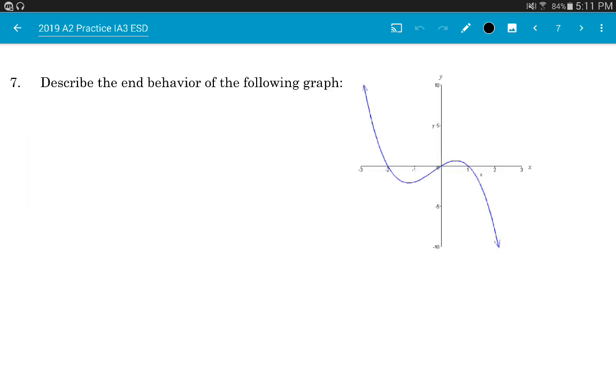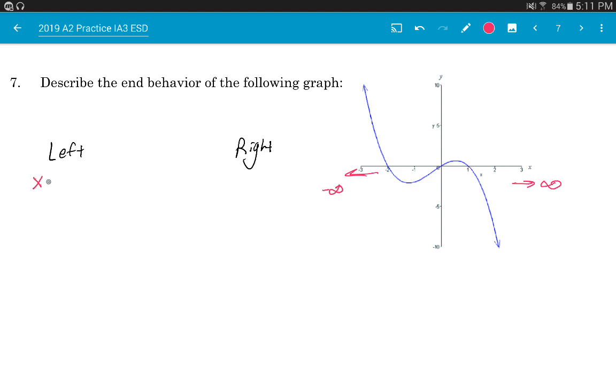Describe the end behavior of the following graph. All right. End behavior requires us to have 2 components. We want to be able to explain what it's doing on the left, and we want to be able to explain what it's doing on the right. Now, stating left and right, these are optional. But here's what I do need to be able to say. On the left, x is going to negative infinity. On the right, x is going to positive infinity.